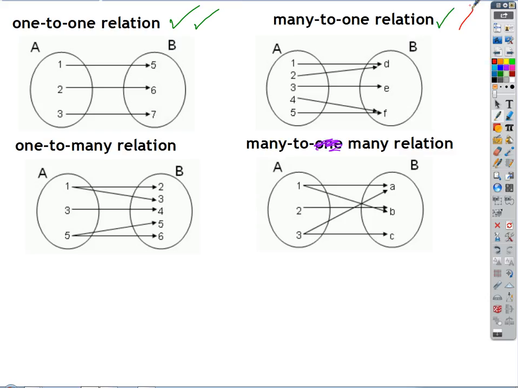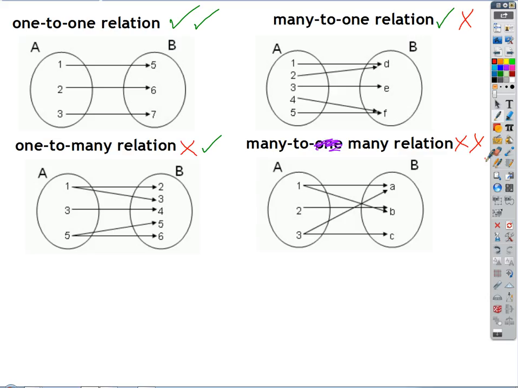Green check, red X. Starts off a function, but the inverse is not. Okay, what about down here? Okay, so I get red X, green check, because it doesn't start off a function, but its inverse is a function. And then down here, red X, red X.